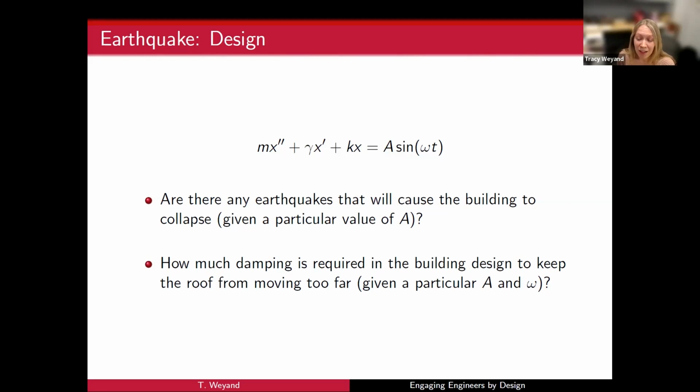And then the second thing I ask them is the opposite, giving them both the amplitude and omega, giving them what the earthquake is. How much damping should the engineers be designing into that building in order to keep it from moving too far, in order to keep there from being any structural damage?